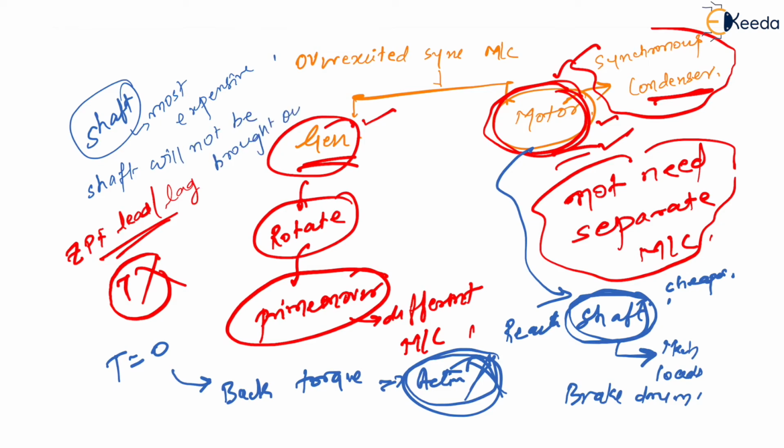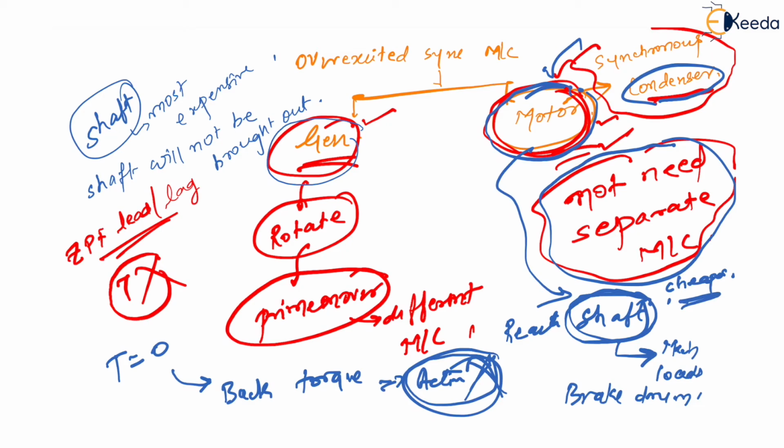These are the reasons why we do not prefer a generator as a synchronous condenser. Rather, we only prefer the motor to be a synchronous condenser. Simple old story. Number one, we do not need a separate machine for this. Number two, since we don't need any great shaft, it becomes cheaper. And the third point is the shaft will not be brought out. Why? Because you are not at all utilizing any active power. Is that correct? Yes. Now let us think of ZPF lag.